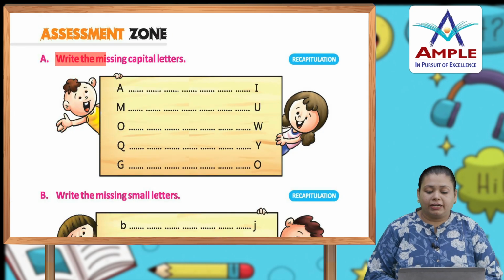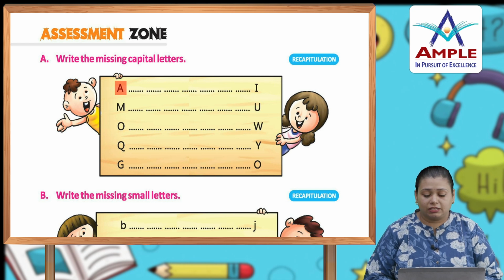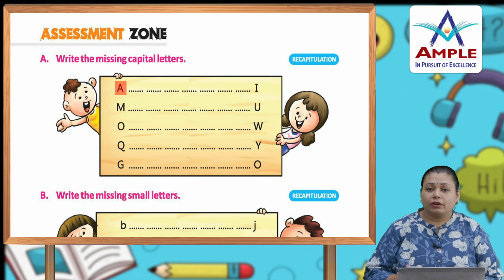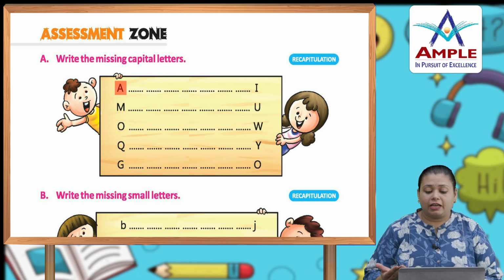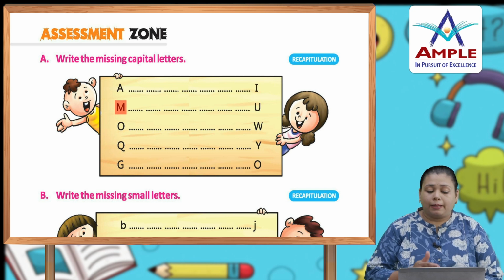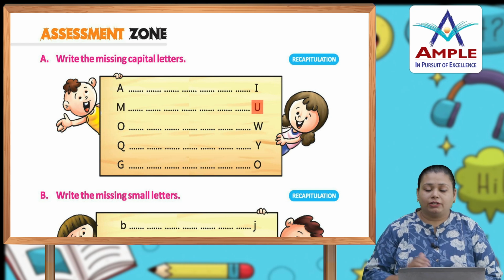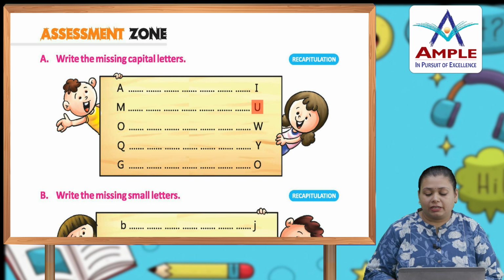Now we will do the assessment zone. You have to write down the missing capital letters. Write the missing capital letters. There is A written in it, and then there are around 6 or 7 gaps, and after that they have written I. For example, after A you have to write B, then C, D, E, F, G, H, I. So I is already written, and this sequence is completed here. After that you have to write down M. After M you have to write N, M, N, O, P, Q, R, S, T, and then U. So like that you have to complete the rest of the part.